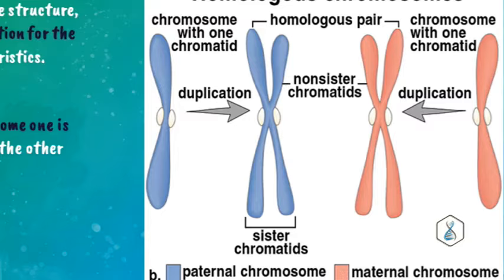The chromosome with one chromatid undergoes duplication and forms a chromosome with two chromatids called sister chromatids. In the same way, the chromosome which is in pink color, that is from the mother, also undergoes duplication and forms a chromosome with two chromatids called sister chromatids. These two chromosomes from father and mother form homologous chromosomes.